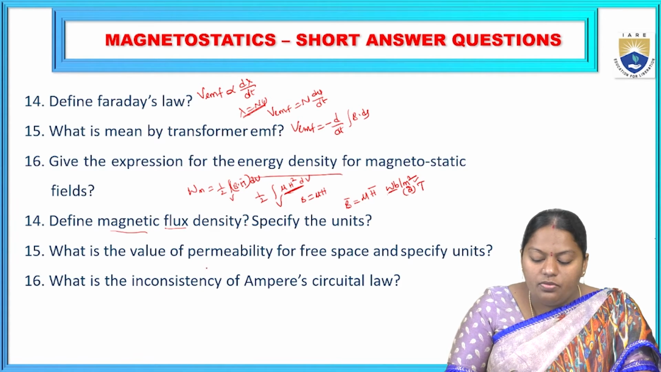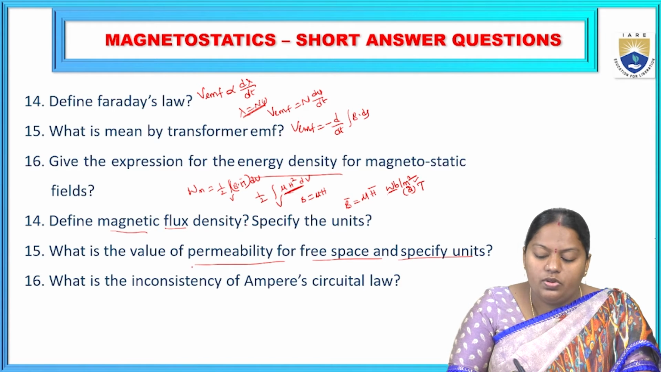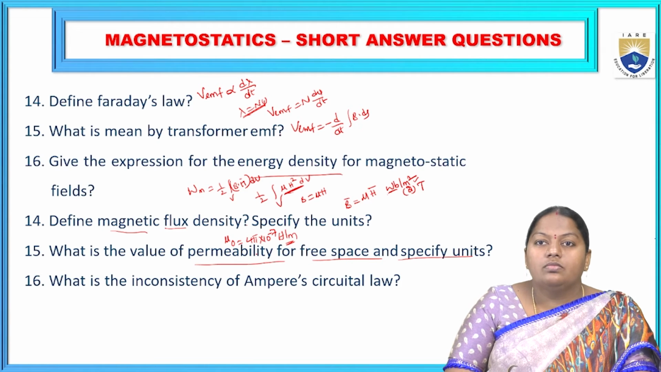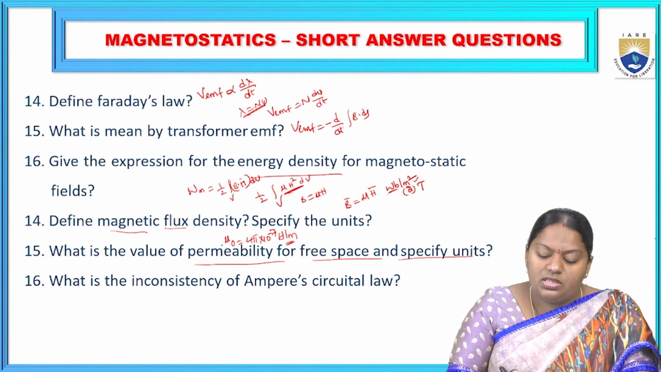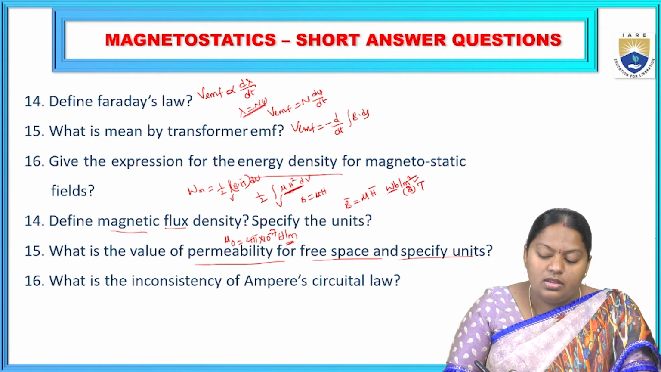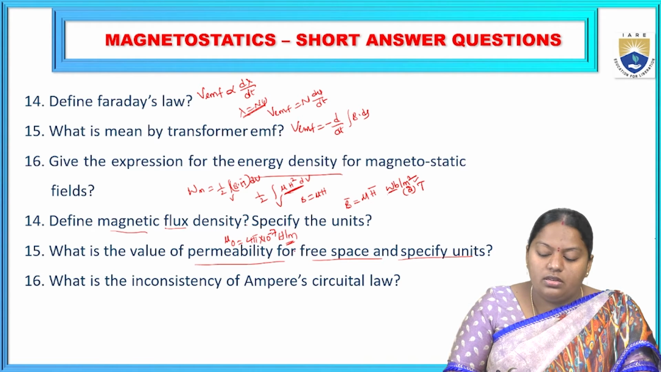Next, what is the value of permeability for free space and specify its units? The permeability is represented with mu, and for free space the notation is mu naught, its value is 4 pi into 10 power minus 7 Henry per meter. Permeability of free space is represented with mu naught and its value is 4 pi into 10 power minus 7, measured in Henry per meter.